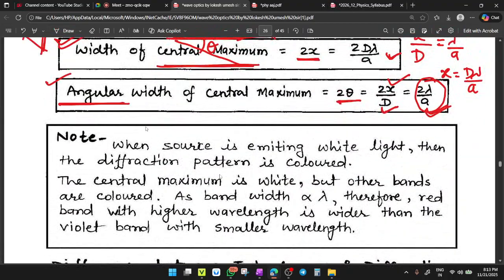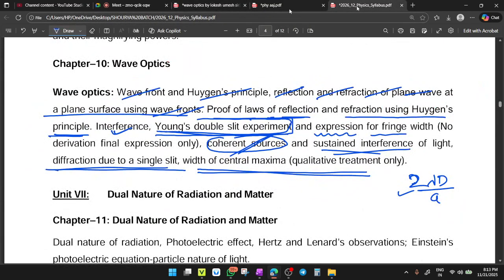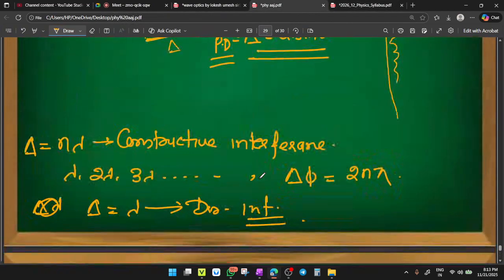Then note this point, student. When the source is emitting white light, the diffraction pattern is colored. Of course, when a source is emitting white light, there are too many wavelengths, so the diffraction pattern will be colored. The central maximum is white because all the colors interfere there, but the other bands are colored, as band width is proportional to lambda. So the red band, with higher wavelength, is wider than the violet band with smaller wavelength.